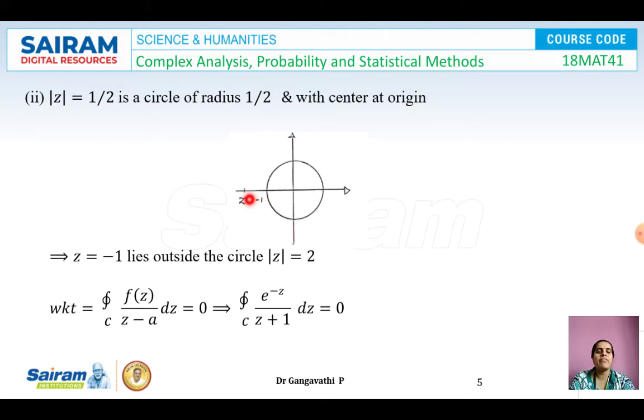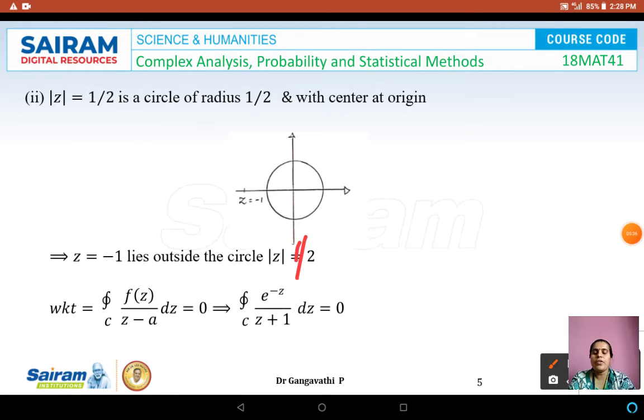So minus 1 is somewhere here, which lies outside the circle mod z is equal to half. Therefore, we are going to conclude it. Mod z is equal to minus 1 lies outside the circle mod z is equal to half. Therefore, integral over c of f of z by z minus a into z dz results in 0. So, therefore, the answer is 0 here.